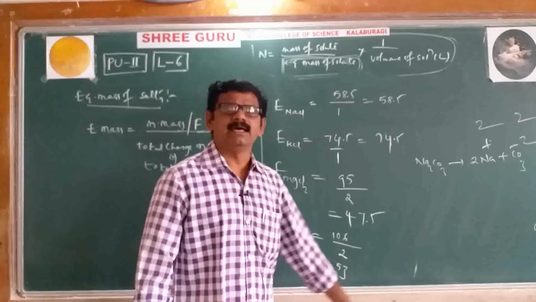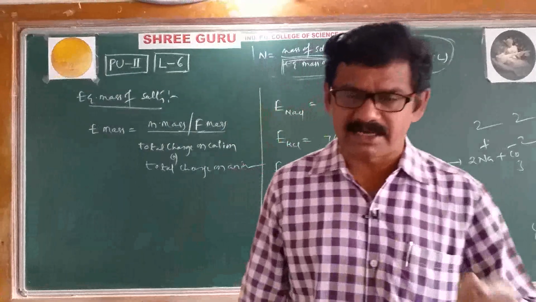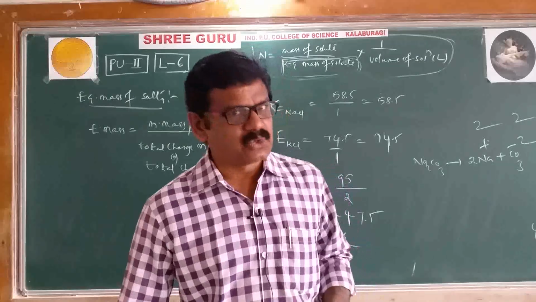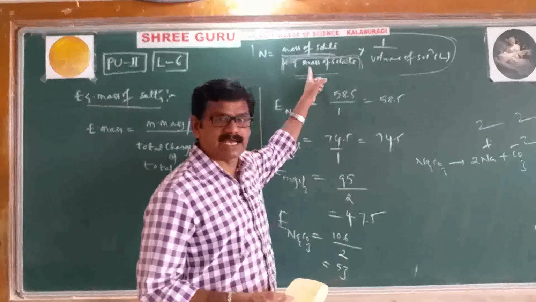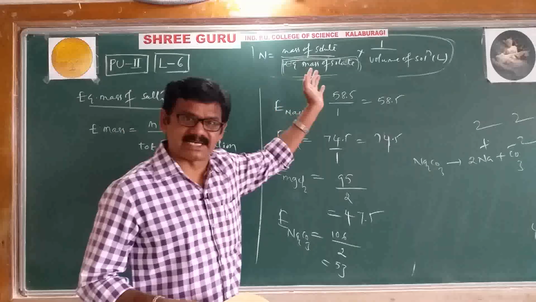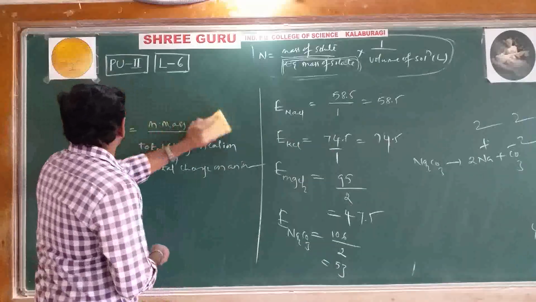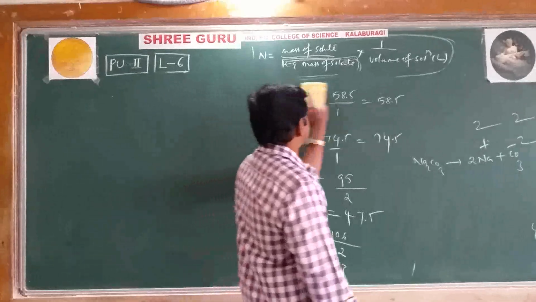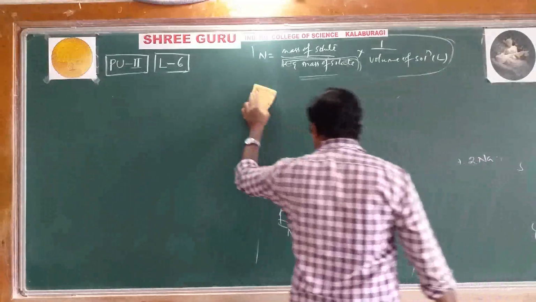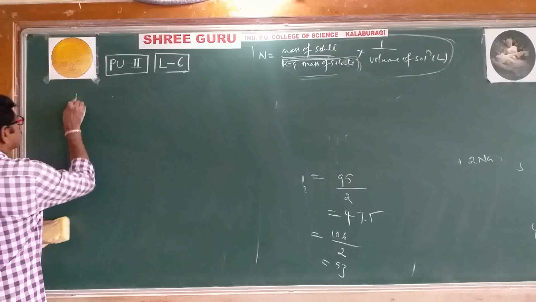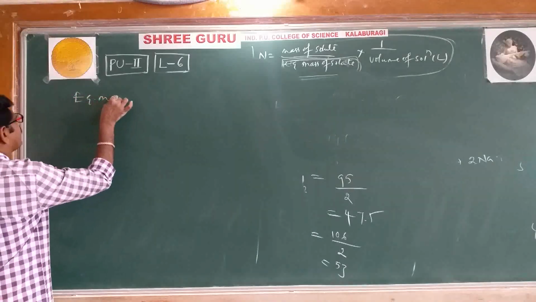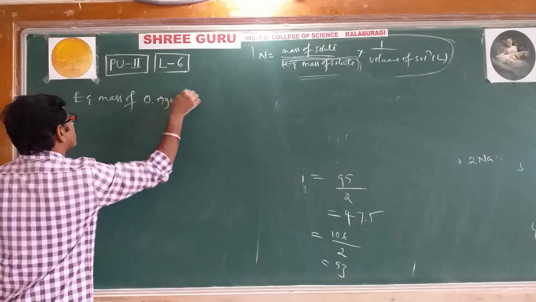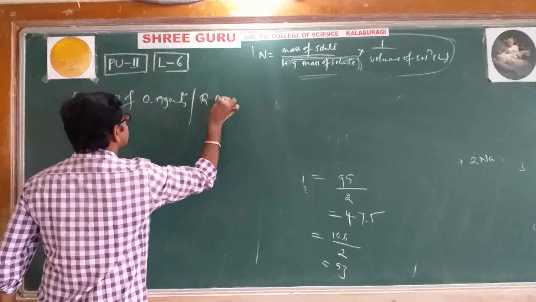Acids we have calculated, bases we have calculated, even salts also we have calculated. And one last concept is there, that is how to calculate the equivalent mass of oxidizing as well as reducing agents. Finding the equivalent mass for oxidizing as well as reducing agents. Equivalent mass of oxidizing agents or reducing agents.